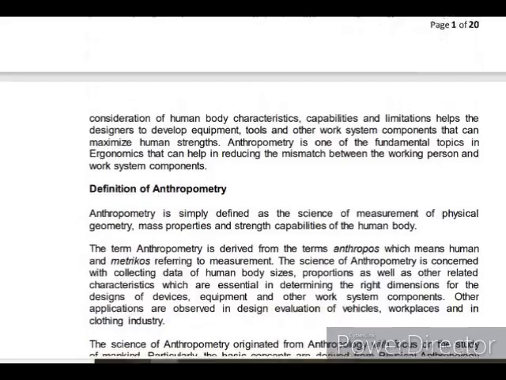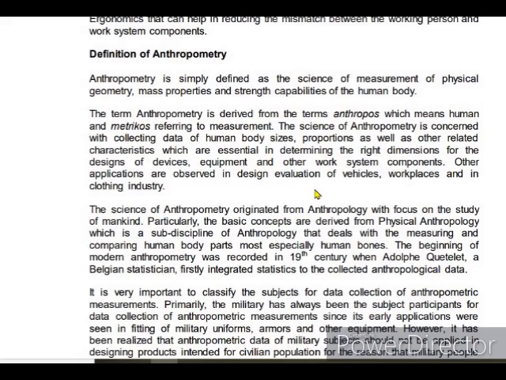Okay, so let's go now to the definition of anthropometry. Anthropometry is simply defined as the science of measurement of physical geometry, mass properties. It is physical because here we will be measuring the arm span, the palm span, our height, etc. So about our physical characteristics. Geometry, because the shape of our body parts matters when designing an object for us to use. So mass properties. So what are the properties of mass?